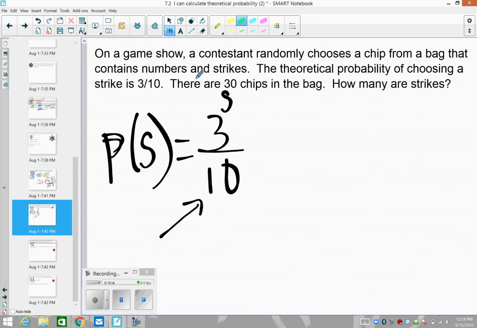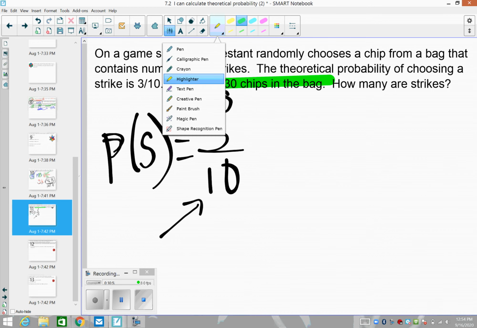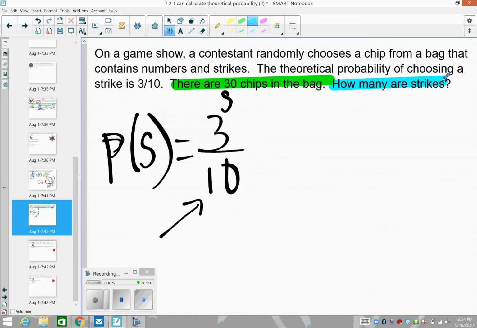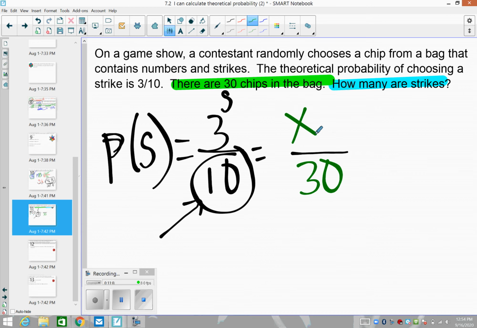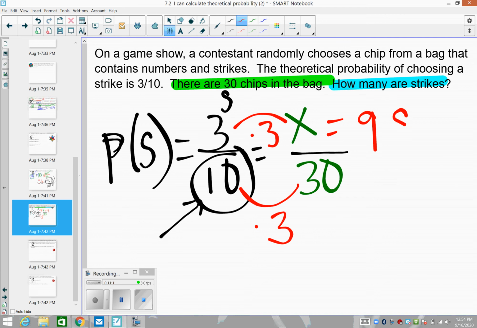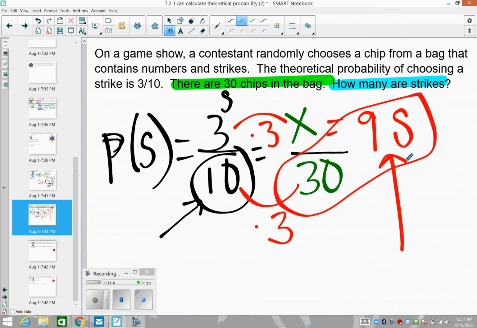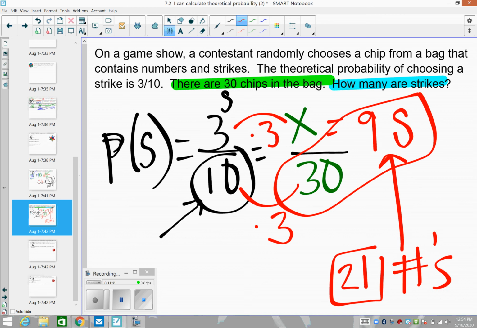You're going to use prediction here, so we're going to do cross products. There are 30 chips in the bag. Our prediction is how many do we predict are strikes. So instead of having 10 in the bag, what happens if we have 30 in the bag? How many of them are strikes? So you could take cross products. I see a nice, beautiful pattern here. Nice, lovely pattern. We're going to say 9 strikes out of 30 is what we predict. We predict 9 out of 30 strikes in the bag, which means 21 of the chips in the bag are numbers. 21 numbers, 9 strikes. There's our 30. So that's a prediction question.